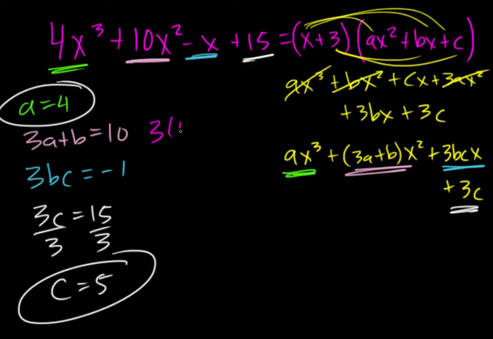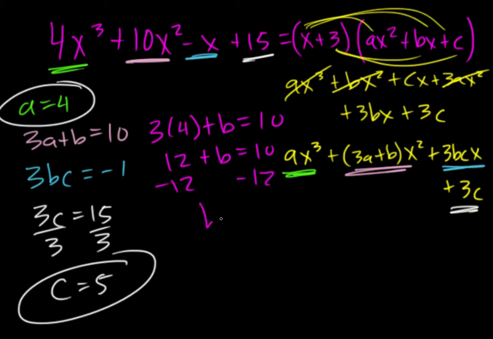So I get 3 times 4 plus b equals 10. 12 plus b equals 10. Minus 12, minus 12. B equals negative 2. And that's it for that one.